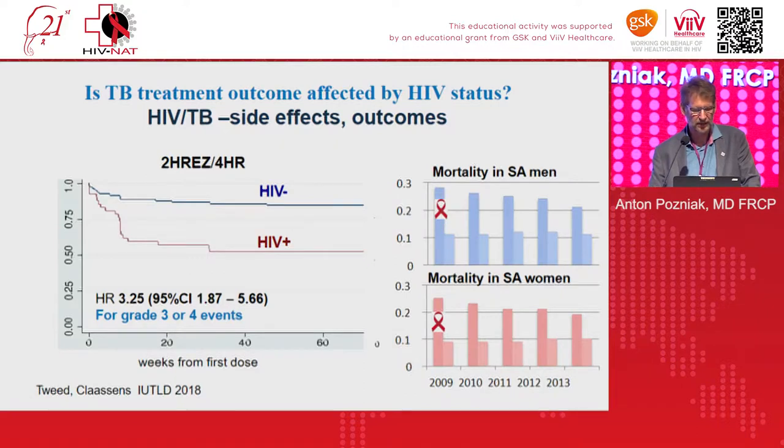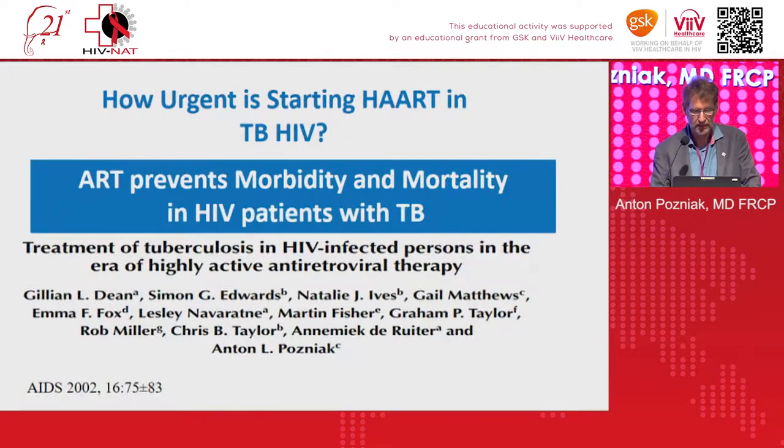But what about side effects? So this is grade 3 or 4 events, and these are the people who are free of those. So HIV-positive patients have more grade 3 and 4 events than HIV negatives from this recent data from the IUTLD. So not only do you get more side effects, but the death rate's higher. So that means we have to really concentrate on those patients and manage them very carefully because of these issues.